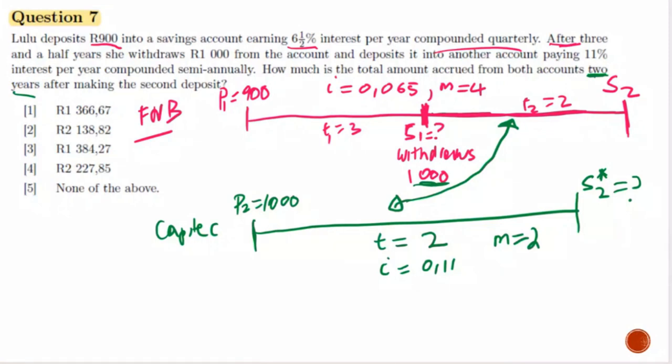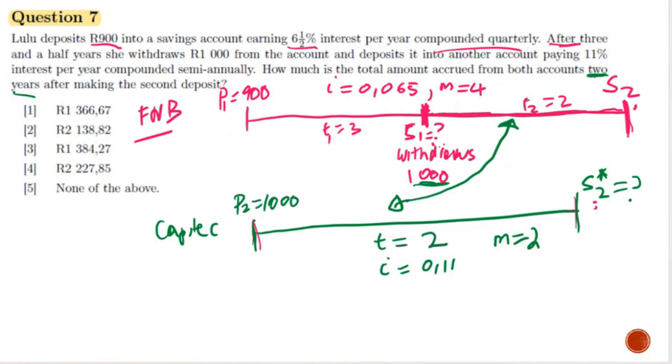So now we are looking for the accrued amount from both accounts. We are looking for S2 plus this one from those two accounts. So now we need to have two calculations. First, we need to know what was the accumulated amount at FNB after 3 years when she withdraws, and then what is the amount that she continues with at FNB, and what is the accumulated amount of the amount that is left at FNB. She goes to Capitec. She continues from this period with the 1,000 with different conditions, and there's going to be an accumulated amount. The total amount is going to be this and that.